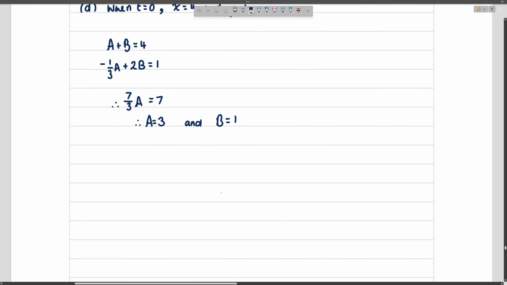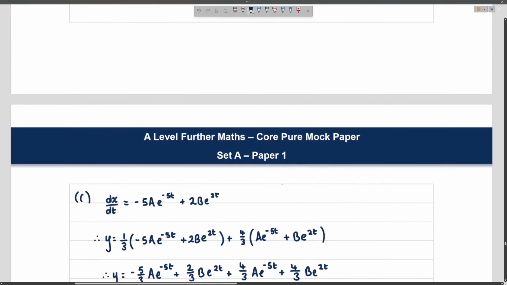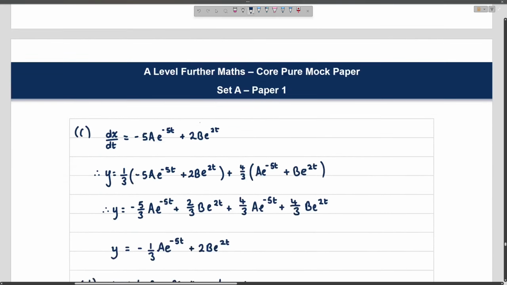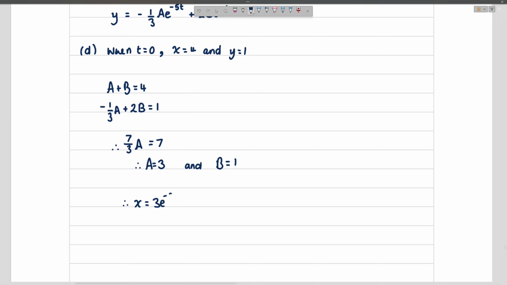So in that case, then x here. All we need to do is just rewrite our general solutions with these values of A and B. So starting off with x, which is Ae^(-5t), that just gives me here 3e^(-5t) plus e^(2t). Okay. So that's x there.